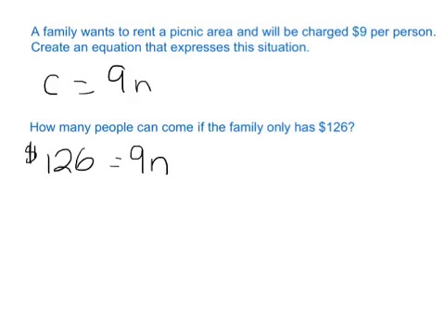From here on out, what I want you to do is solve for n. You can do that through your one-step equation. There's only one step, so solve for n. And after that, I want you to write down the answer on your guided sheet of how many people can actually come to this picnic.